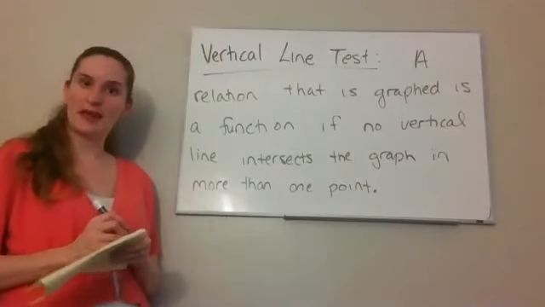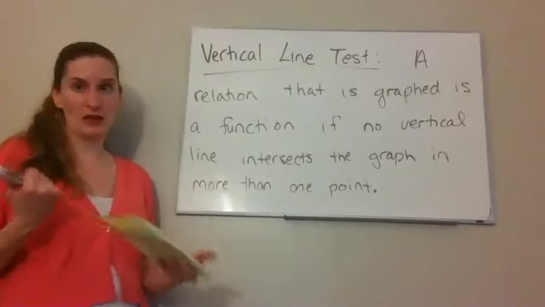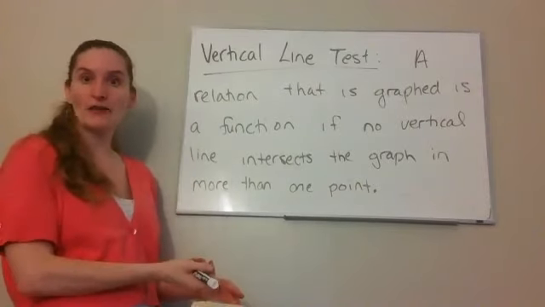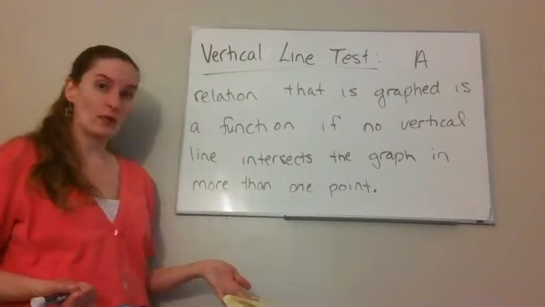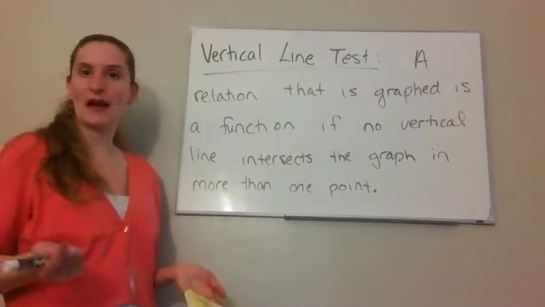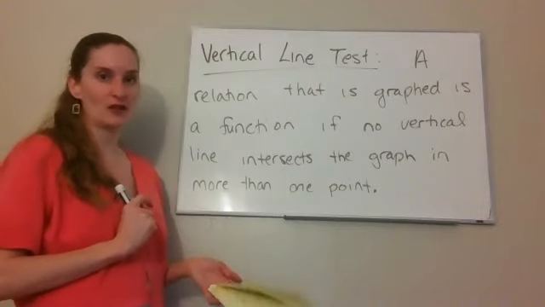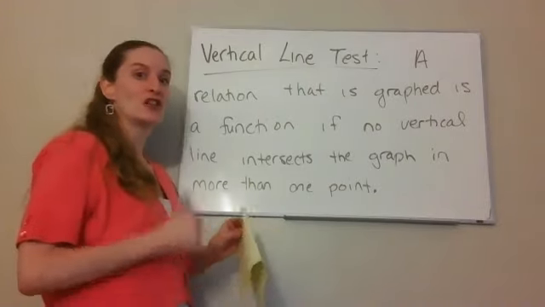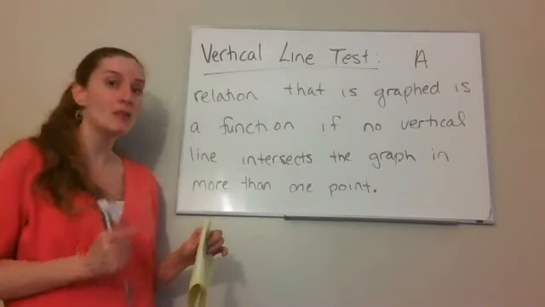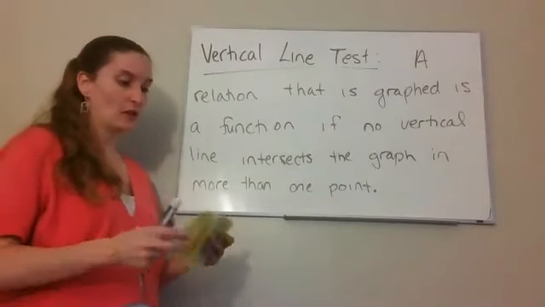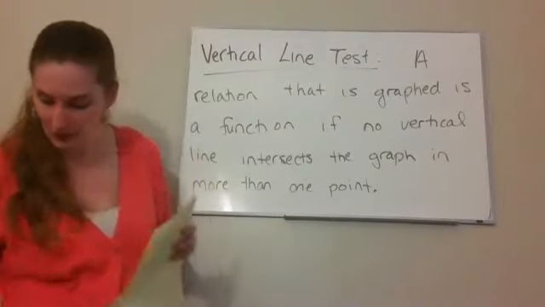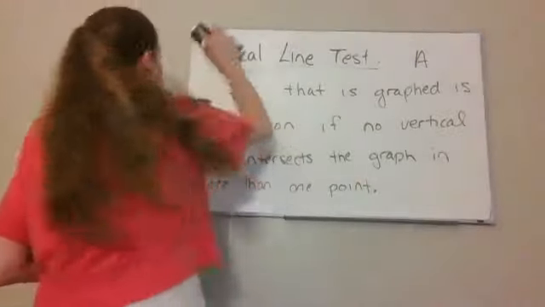So to tell if a relation is a function or not when you're given the graph, just imagine vertical lines being drawn through the graph. See if it hits in more than one point. If there is even one vertical line that touches the graph more than once, it's not a function. In order for it to be a function, every single possible vertical line has to touch the graph at most one time. So let's do some examples where we look at some graphs and use this particular vertical line test.